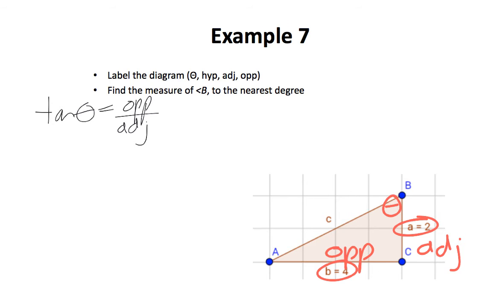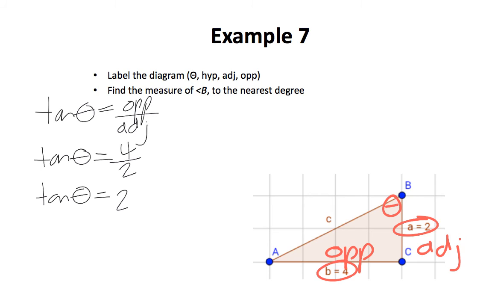Next, I want to substitute in my known values. I do not know what theta is, so let's just leave it alone. Opposite is 4 and adjacent is 2. I cannot do anything with the left side of the equation, so let's just leave it alone. 4 divided by 2 is just 2.